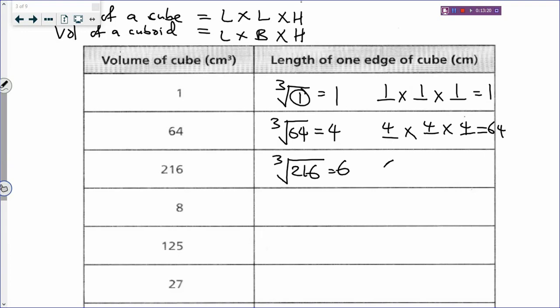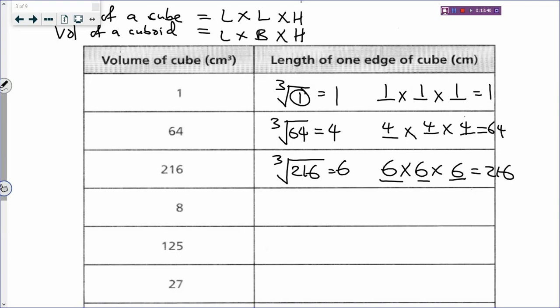So how do you find the volume of one cube? Length times length times height. And that's how you get the volume. That is also how you get one side of the cube. So how do you get one side of the cube? You have to find the cubic root of the volume.